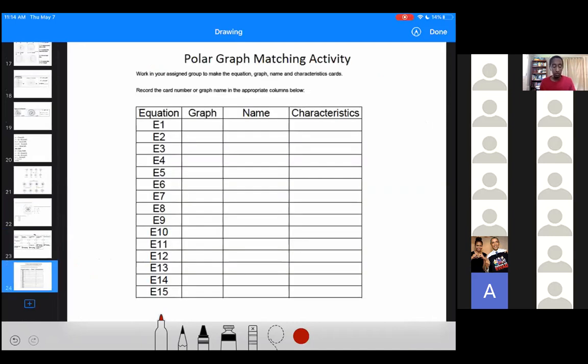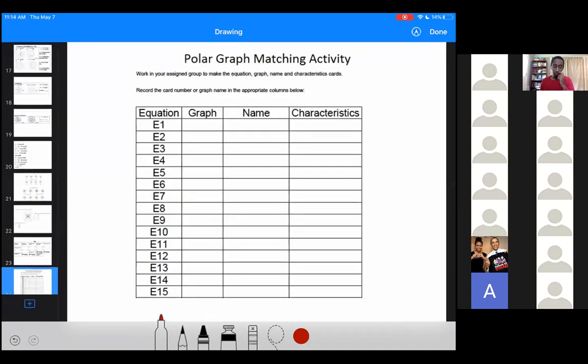Your practice is posted. All your practice is due tomorrow. It's basically like a matching activity. There's a bunch of graphs, and there's a bunch of names, and then characteristics and equations. So you would just write which graph, like G1, and then the name, like is it a limacon? And then what characteristics, like C2, different things you would match it with. So you would just submit this paper here, okay?